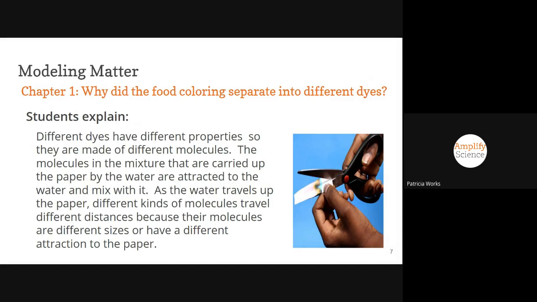At the end of Chapter 1, students return and apply these ideas to the anchor phenomenon. They explain that the different dyes that were mixed together have different properties, like different colors. So they infer that they are made of different molecules. The molecules in the mixture that are carried up the paper by the water are attracted to the water and mix with it. As the water travels up the paper, different kinds of molecules travel different distances because their molecules are different sizes or because they have different attractions to the paper.